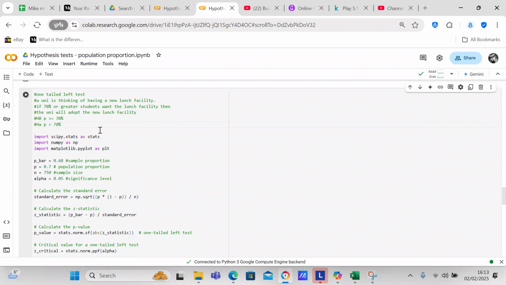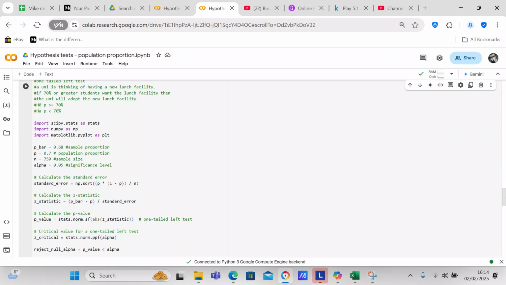So what we want to do is import the libraries that we're going to need to execute this program. We're going to import scipy.stats as stats, and that's going to perform your scientific computations. We're going to import numpy as np, that's going to calculate your numeric computations. And we're going to import matplotlib.pyplot as plt, and that's going to visualize your data.